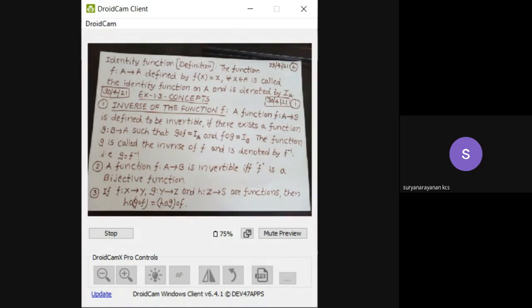Now, come to the next point. Invertible function. Okay, one more time. How do you define it?